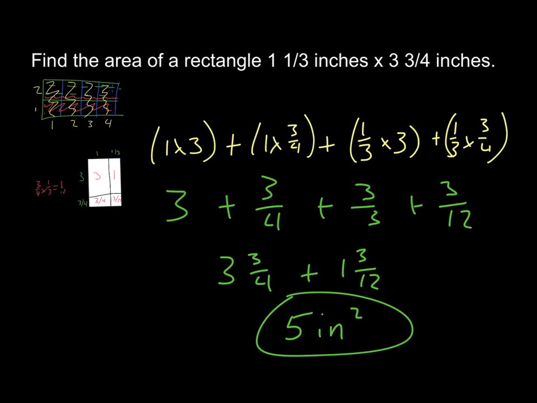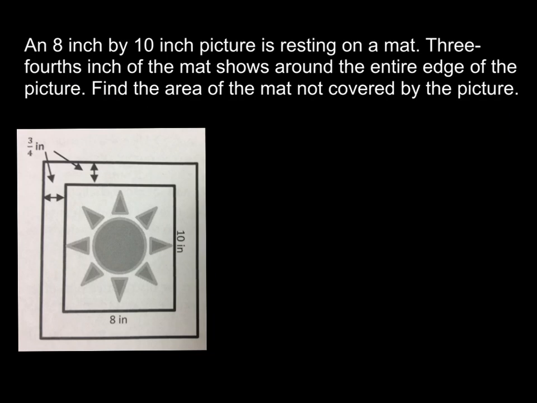Try one more problem. An 8-inch by 10-inch picture is resting on a mat. 3/4 of an inch of the mat shows around the entire edge of the picture. Find the area of the mat not covered by the picture. I have an image on the left side here to show you what that might look like. Remember, you're going to need multiple steps to solve this problem.